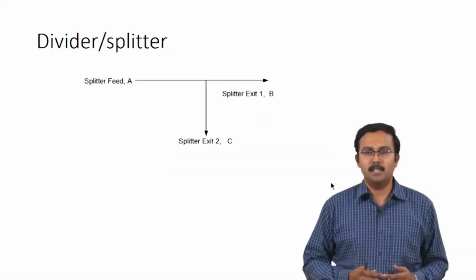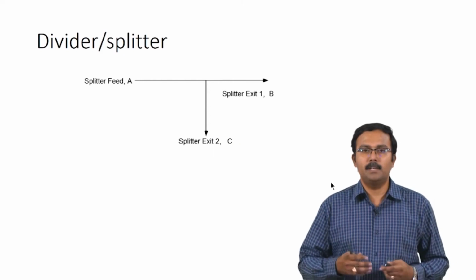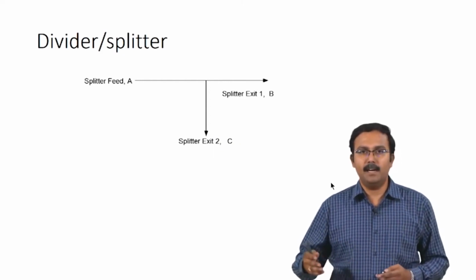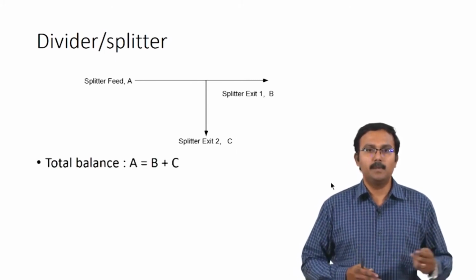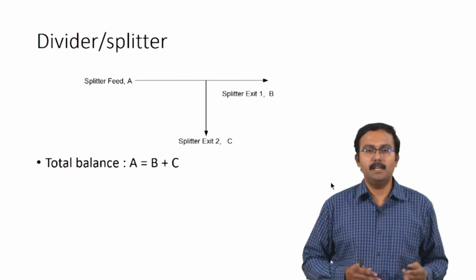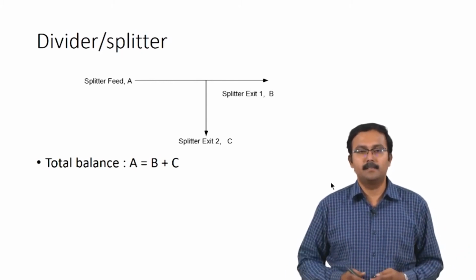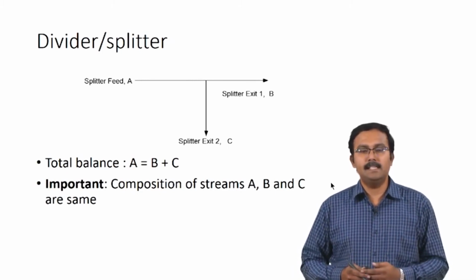The first and the simplest of system is a divider or a splitter. The flow chart shows what a divider or a splitter would be. You have one splitter feed which is then divided into multiple splits. You can write a total mass balance which is A, which is the splitter feed, equals B plus C, which are the splitter exits. You need to understand that the composition of stream A, B and C are the same.